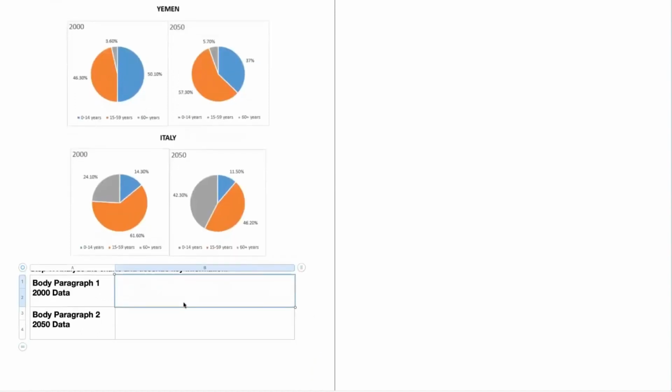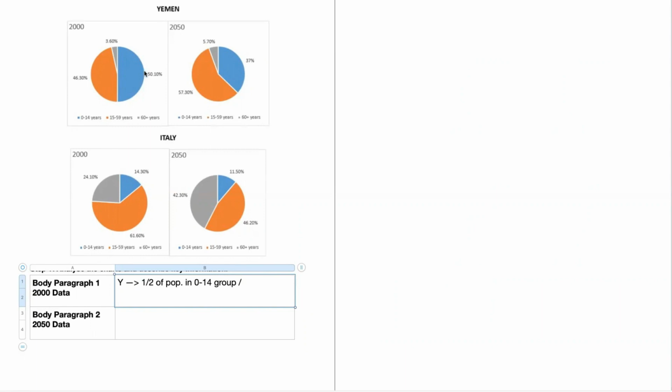So I'll just give us some more room here. And basically, I'm going to start at 2000. I'm going to start with Yemen. So we're looking at this pie chart on the upper left-hand corner. And I'm just going to write a Y to save on space. And right away, I see that just over half, so 50.10%, is in the 0 to 14 years category. This is very important. It's very specific, and I'm going to write half of population in 0 to 14 group.